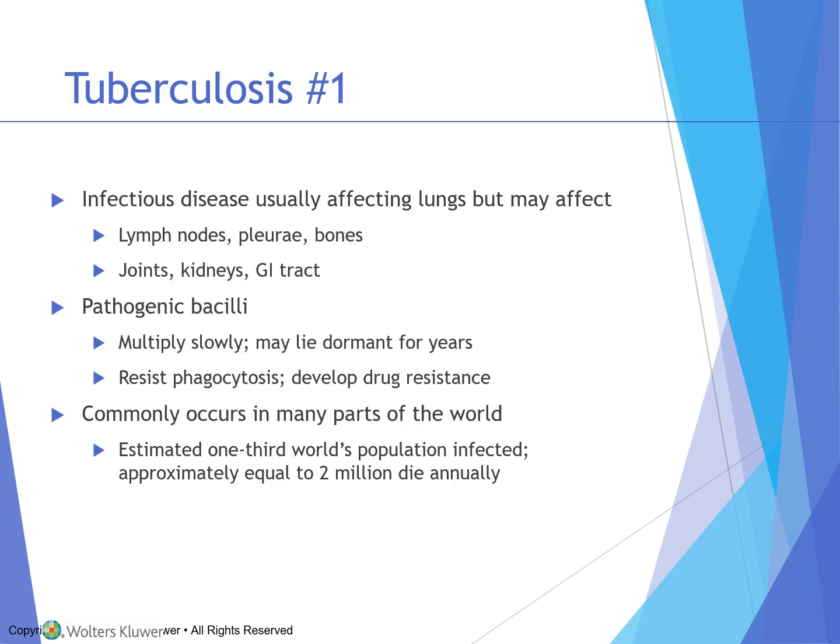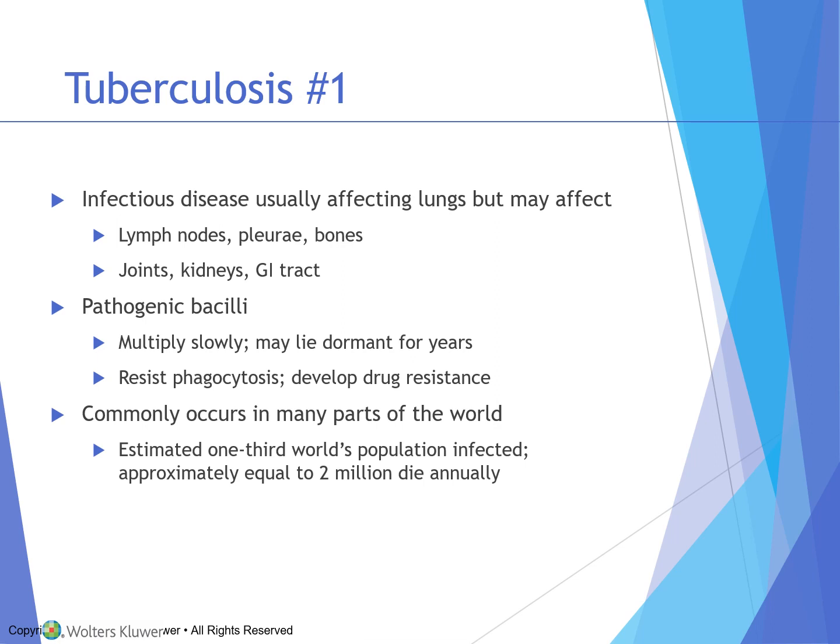Okay, so tuberculosis, let's talk about this infection in brief. It's going to affect usually the lungs, but it could also involve other areas such as the lymph nodes, the pleura, the bones, the joints, the kidneys, and the GI tract. This is a pathogenic bacilli. This is an infection that's going to be slow. It's going to multiply slowly, and it can stay dormant for many years.